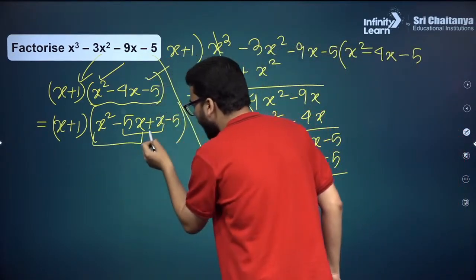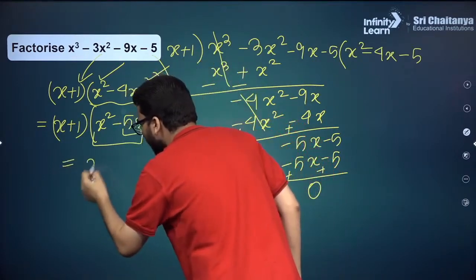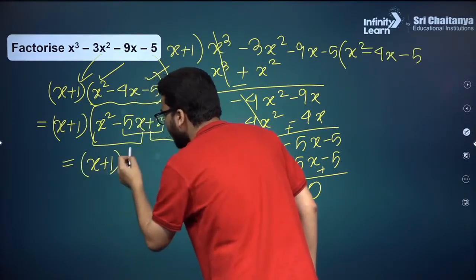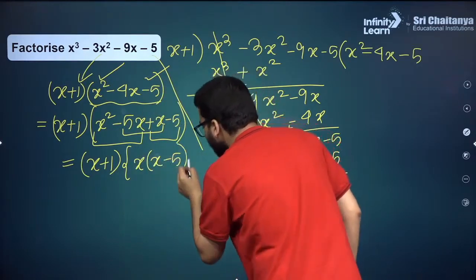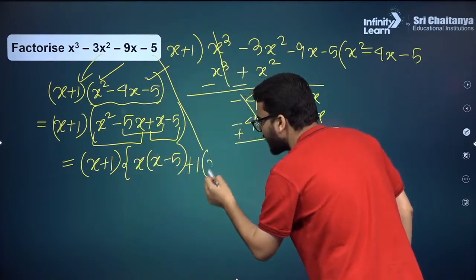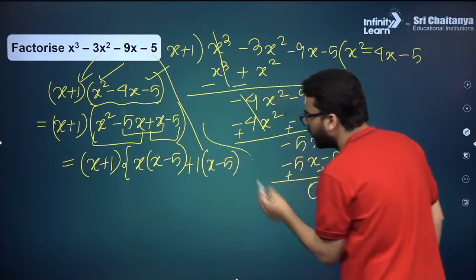So you see this group and this group. I'll tell you the whole thing after this. So just let me take the common x out of the first group. So x minus 5 will be left. Out of the second group, I'll get 1 as common. So x minus 5 will be left. I hope that is clear.